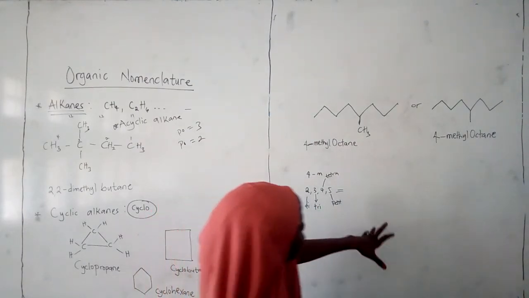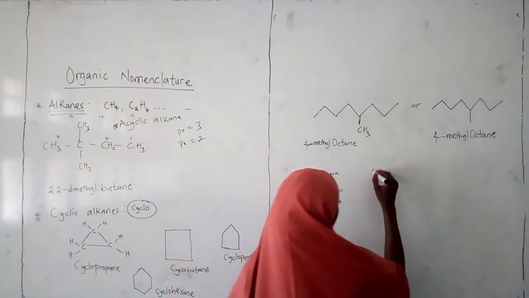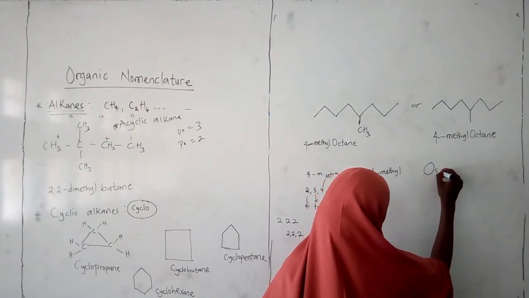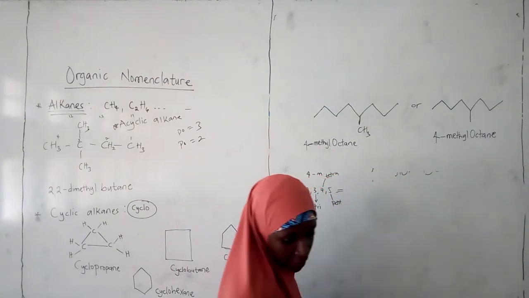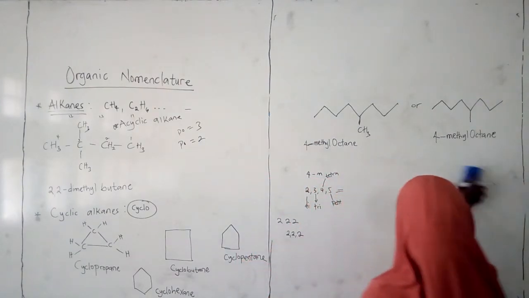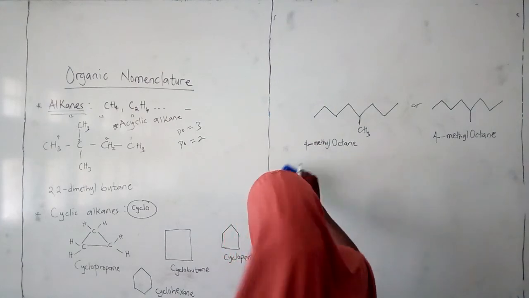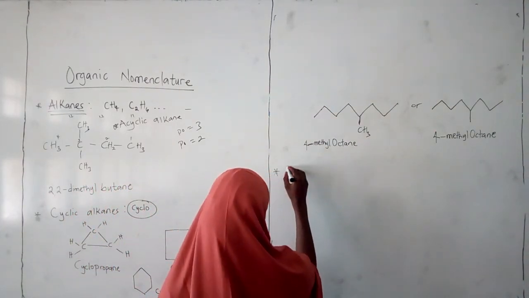And while writing the names, you should not separate the substituent and the parent name. Not something like this, and you are writing the octane here. No, they should always be together, the parent name and the substituent. So now this is it for alkanes. Let's move to alkenes.